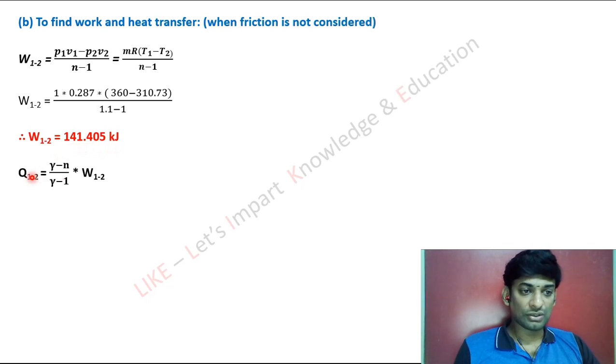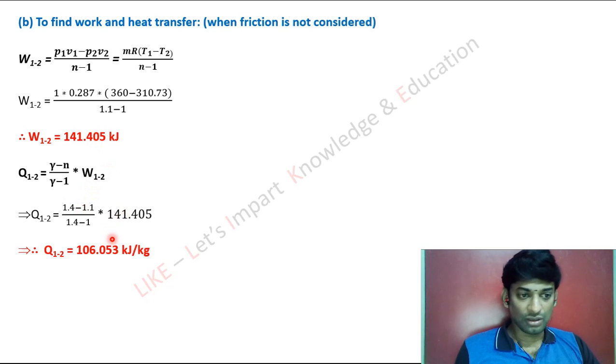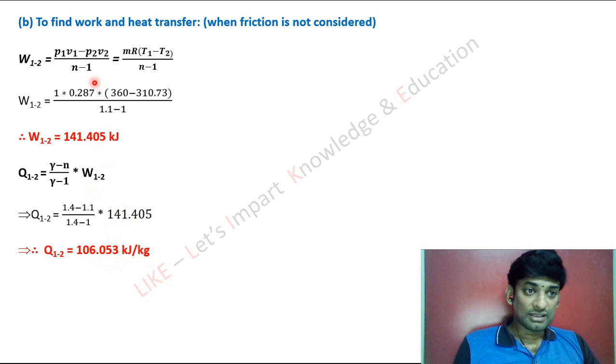To determine heat transfer, you know the formula (gamma minus n) divided by (gamma minus 1) into work done. Using this, gamma is given, n value is given, and W we have just calculated. If you substitute all the values, you will get Q is equal to 106.053 kilojoule per kilogram. Now, listen, this n value is given only when friction is not considered. When friction is considered, that is an irreversible process, n value is not given. n is given only for a reversible process.